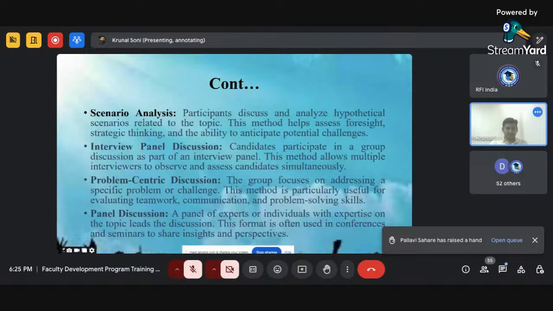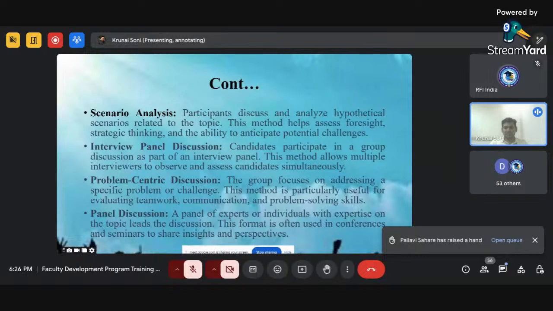Scenario analysis: we give some scenario or hypothetical situation, and based on that, we ask students to come up with fruitful solutions on that topic, with consideration of their power of anticipation for potential challenges. Interview panel discussion: the panel will be seated, candidates will be called up one by one, questions will be thrown at them on the topic, and the candidate has to answer.